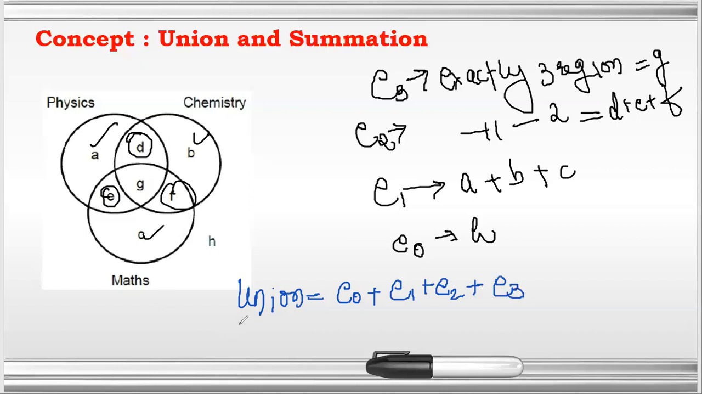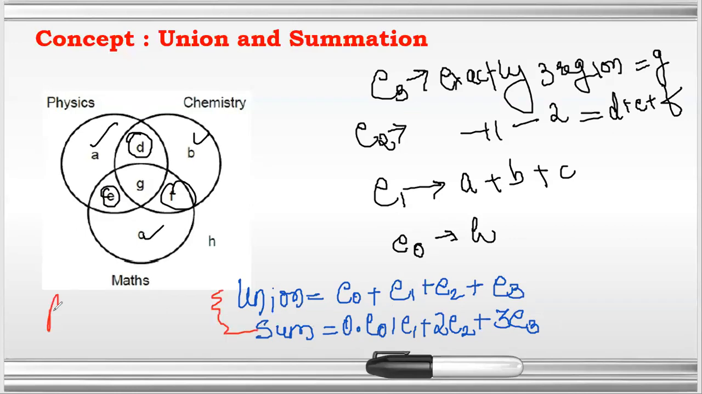But if I take the sum of them, what will happen to E3? E3 will come three times. Every variable in that region will be counted thrice. E2 will come two times. E1 will come one time. And E0 will come zero times. I hope this equation is clear. These two equations, please remember, are known as reconciling equations. No need to remember names, but just remember how the equations are formed.